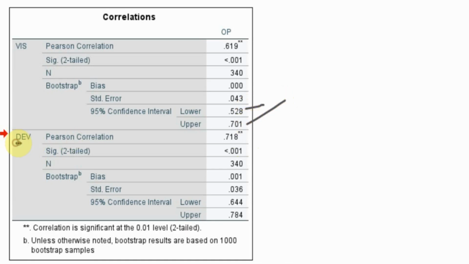The relationship between development and organizational performance is also significant. The two asterisks mean they are significant at the 0.01 level. The sample size and the 95 percent confidence interval, the lower level and the upper level. Now what do we mean by this confidence interval? Let's understand this.